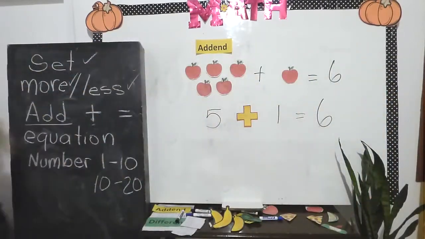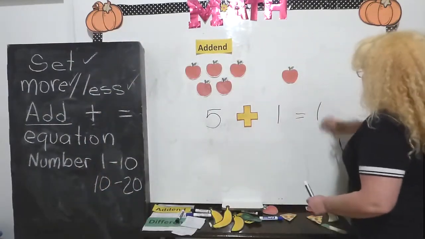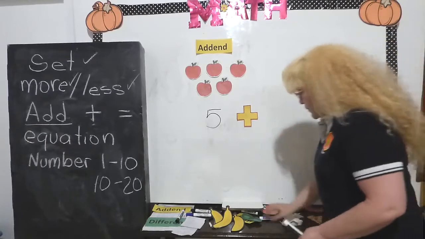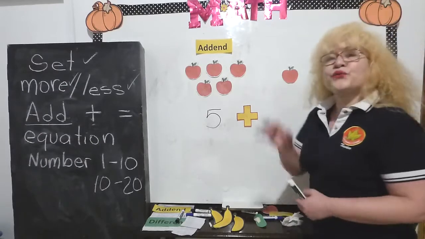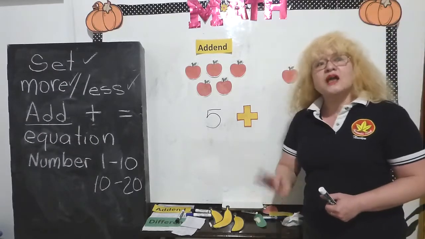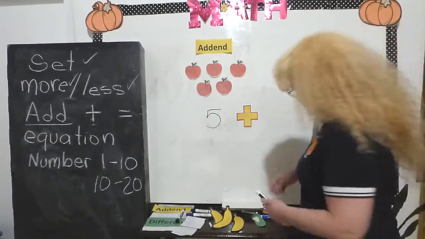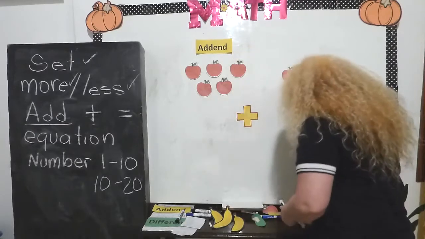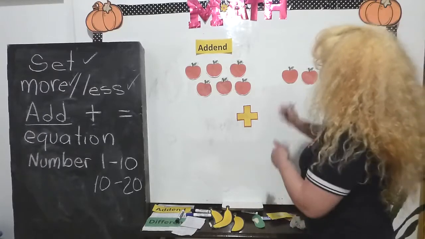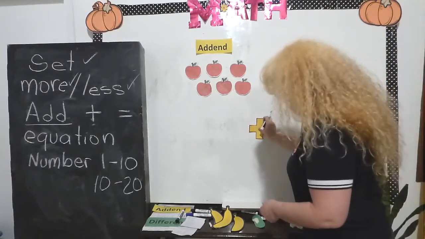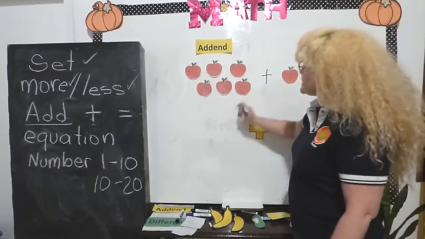You have to remember that the answer of an addition is called sum. Sum. Okay? So, let's add. Let's see how many apples I have here. 1, 2, 3, 4, 5, 6.